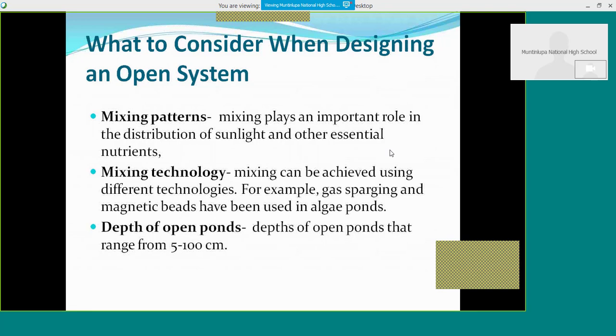So what to consider when designing an open system? First is the mixing patterns. It plays an important role in the distribution of sunlight and other essential nutrients. Another one is mixing technology. Mixing can be achieved using different technologies. For example, gas sparging and magnetic beads have been used in algae ponds. And the depth of open ponds ranges from 5 to 100 centimeters.